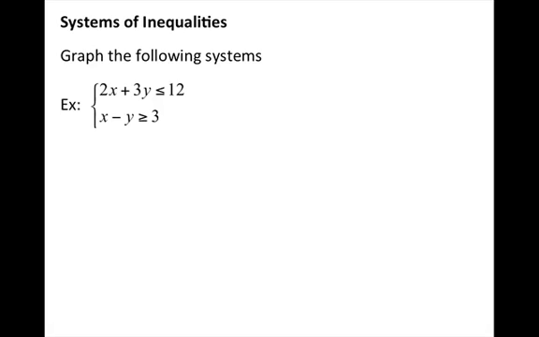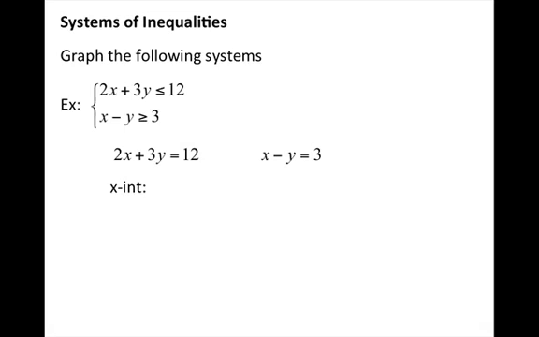This time I'm going to consider both of my inequalities and find the boundary lines for those. So my first boundary line is 2x plus 3y equals 12. My second boundary line is x minus y equals 3. To find the boundary line, you just replace the inequality symbols with equal signs. Both of these boundary lines are going to be solid because they were both equal to in the original inequality.